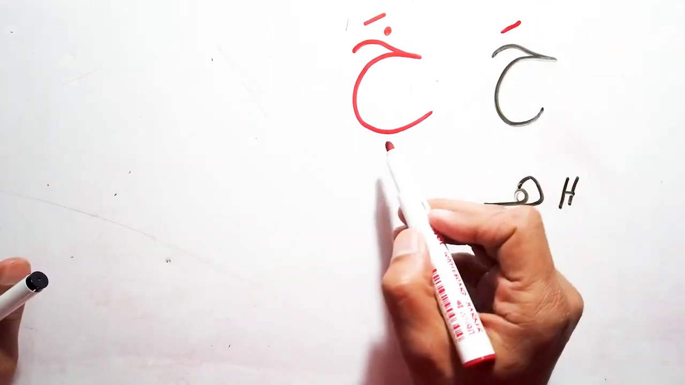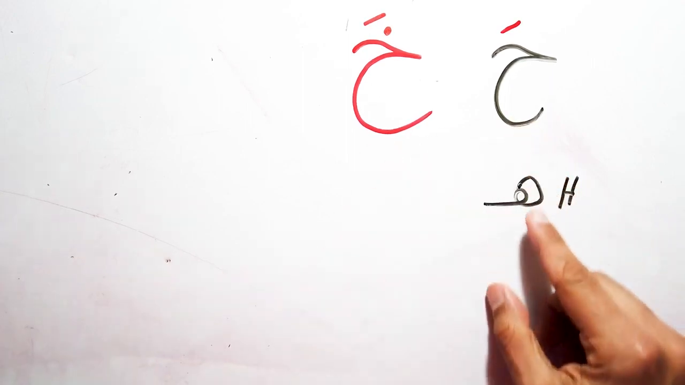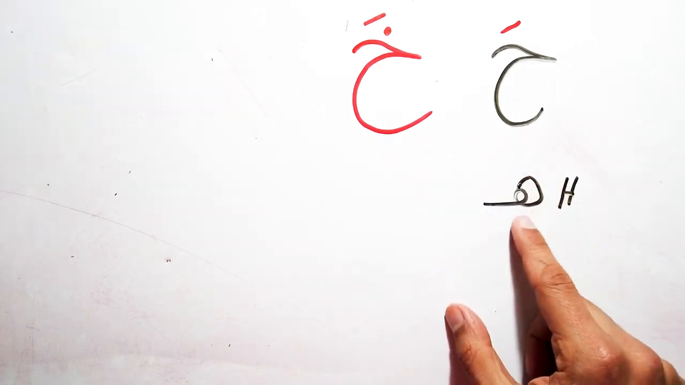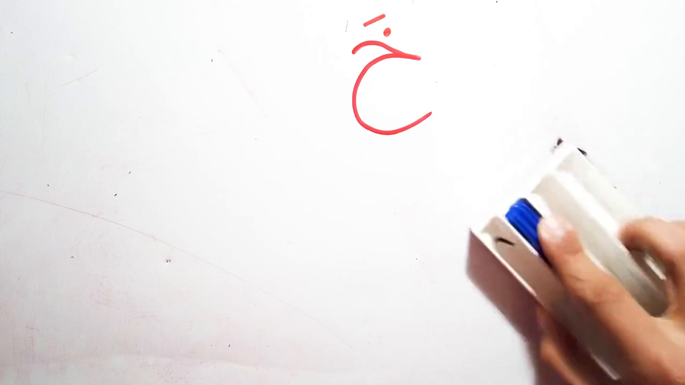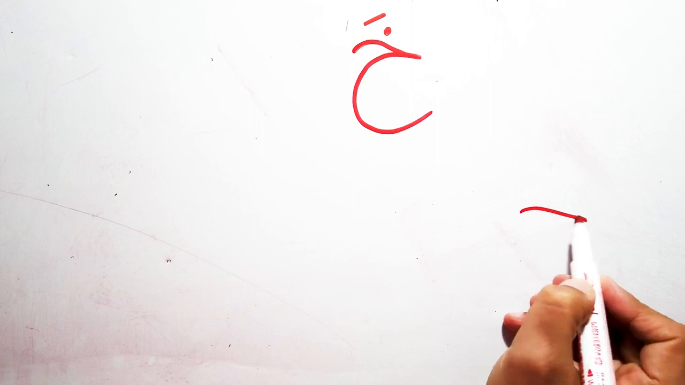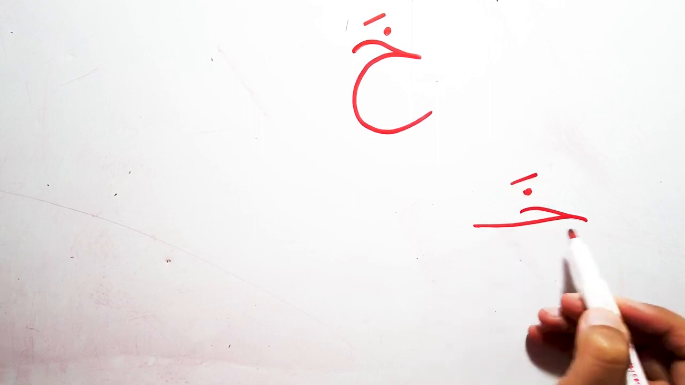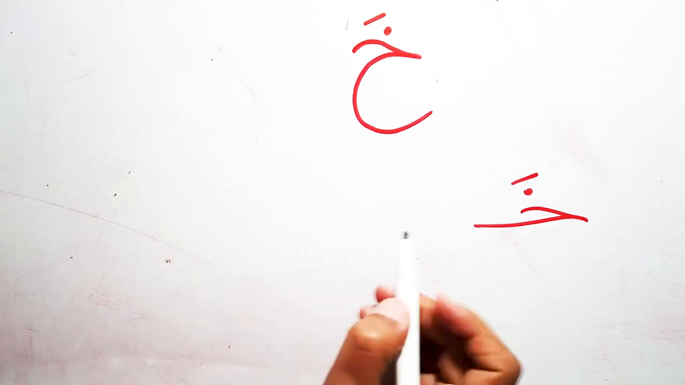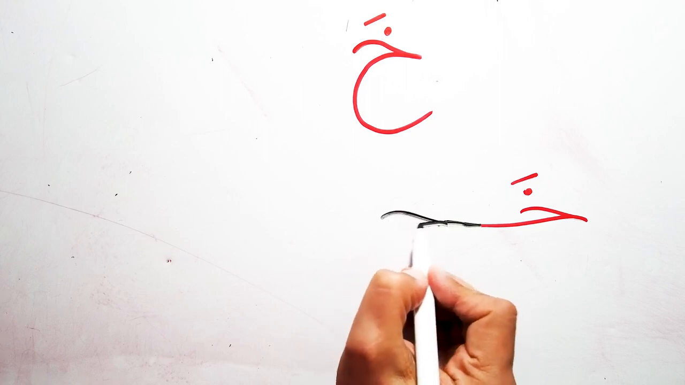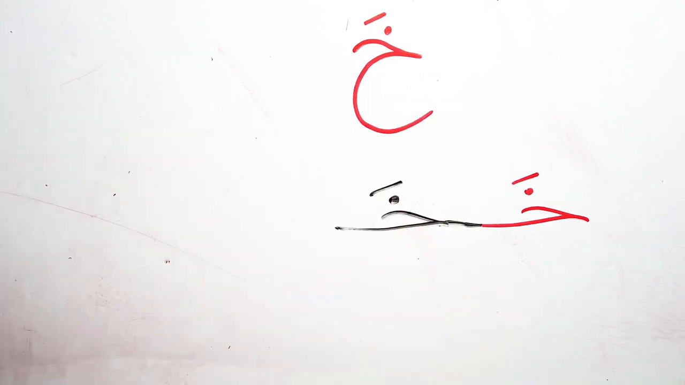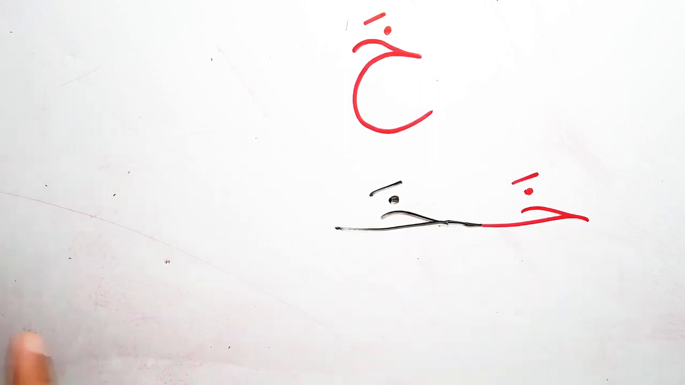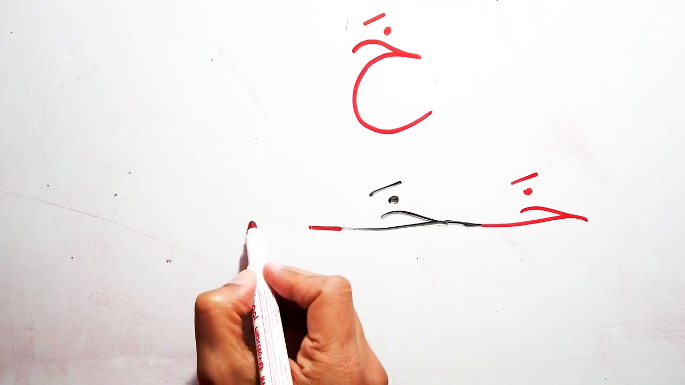So we have again ha and ha. Let's see ha in the beginning of the word. Ha in the beginning of the word. Let's see ha in the middle of the word. So we have ha, and ha in the end of the word.